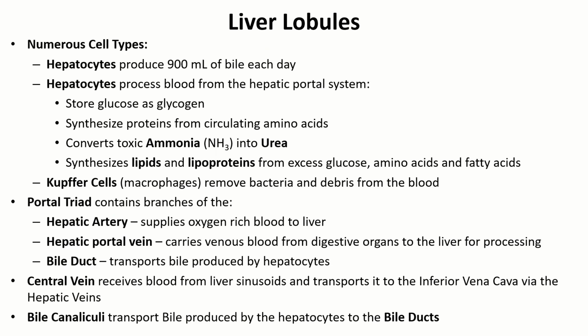So just to show you right here, each liver lobule is made up of numerous types of cells. The most predominant are hepatocytes. Now, hepatocytes are very important for our discussion in digestion because they are the ones that produce bile. Almost 1,000 milliliters, right? 1 liter of bile every day. But in addition to that, they can actually process blood coming from the hepatic portal system, storing glucose as glycogen, synthesizing proteins, converting toxic things like ammonia into urea, and then of course synthesizing lipids and lipoproteins like HDL, VLDL, and actually using that to help transport excess glucose, amino acids, fatty acids.